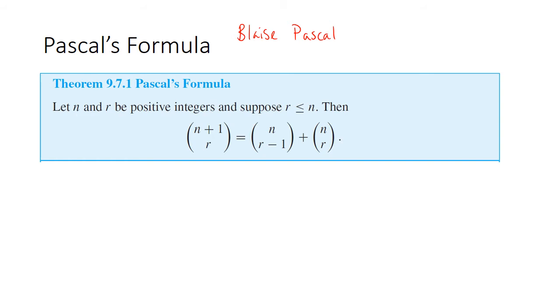But he actually died really early. But before he died, at I think age 39, he discovered lots of really cool math and physics stuff. So anyway, this is a formula that he came up with. I should say Blaise Pascal is also famous for, aside from Pascal's triangle, which we're going to talk about in a minute, Pascal's wager.